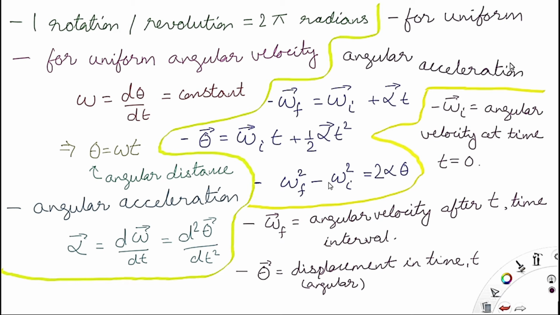Now v square minus u square is equal to 2as. So omega f whole square minus omega i square is equal to 2 alpha theta. Omega i is the initial angular velocity, or the angular velocity at time t equal to 0, meaning when the motion starts or when the observation starts. Omega f is the angular velocity after a time interval of t, and theta is the displacement in time t, which is the angular displacement.